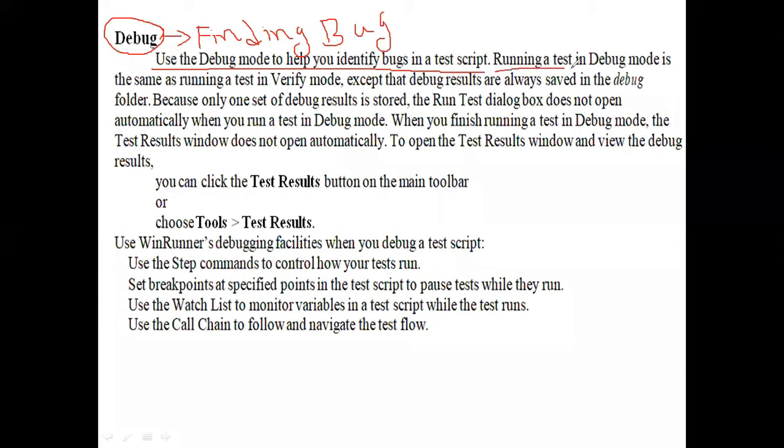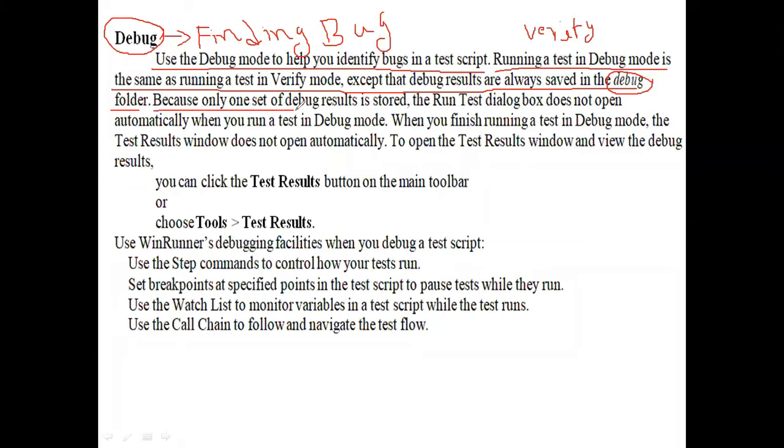Running a test in debug mode is the same as running a test in verify mode, except the debug results are always saved in the debug folder. It is also used when you are debugging your application. This is similar to verify mode, but when you debug an application, the results are saved in a folder named debug. In this folder, you save the results.